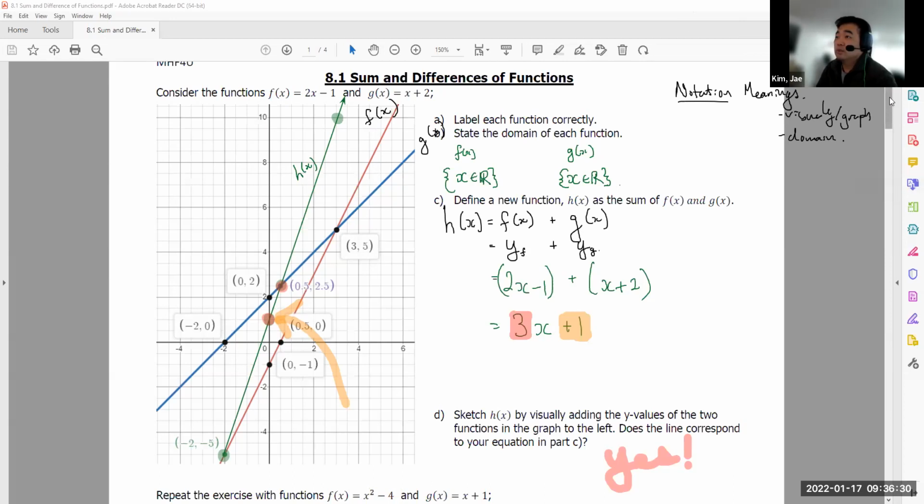Going once, going twice, going 3 times, going 4. All right, let's move on.